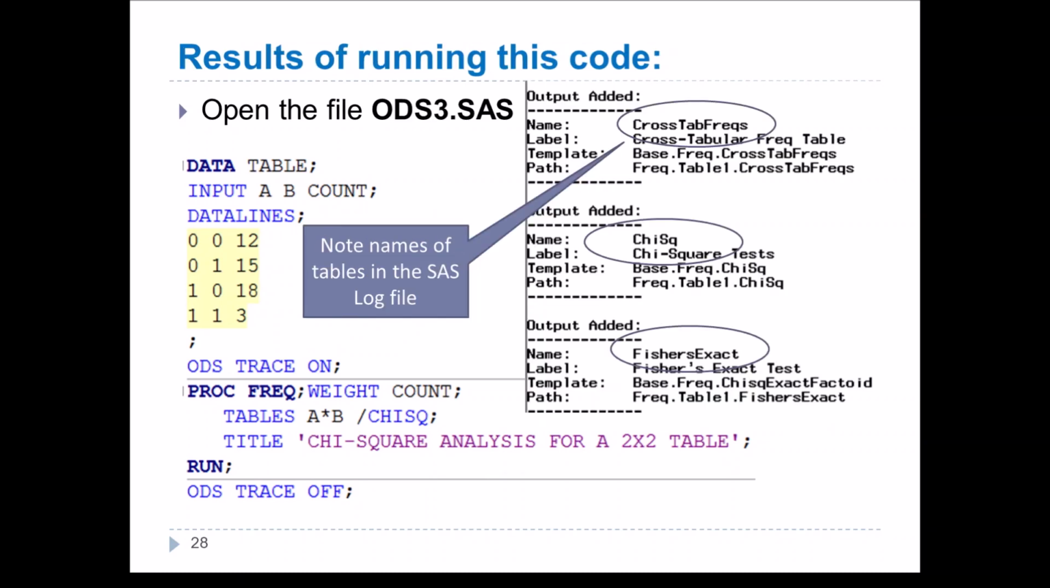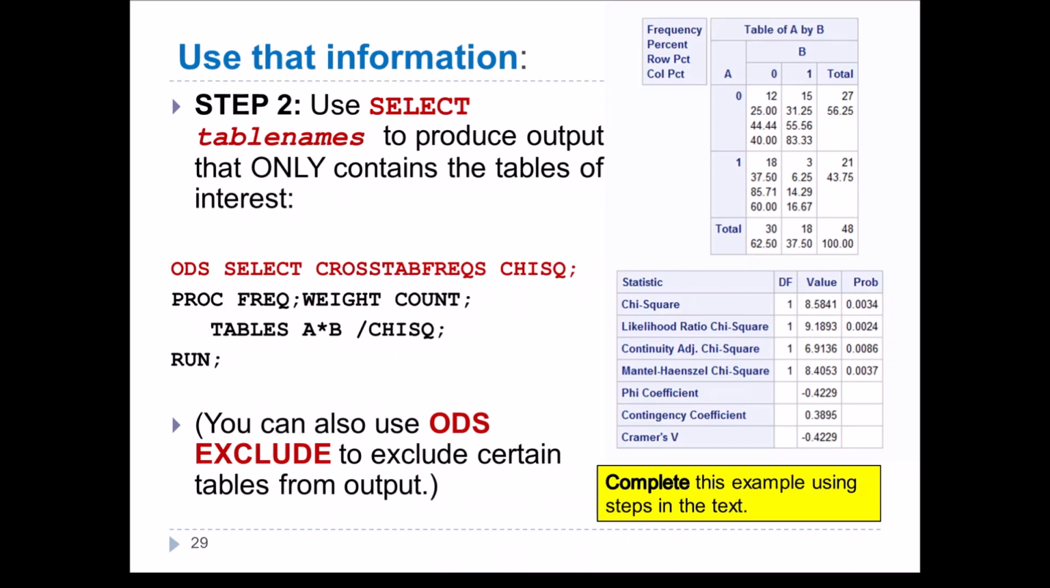Well, when we run this program, we see that it gives us the names of the 3 tables: crosstab freqs, chi-square, and Fisher's exact. This is in the log file. So when you run this and you say, well, where is this information? It's in the log file. Go look at it there, and you'll see it gives you the names of the tables. Now I can use the select statement now that I know the names of the tables.